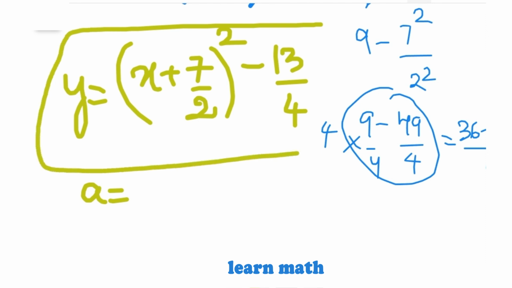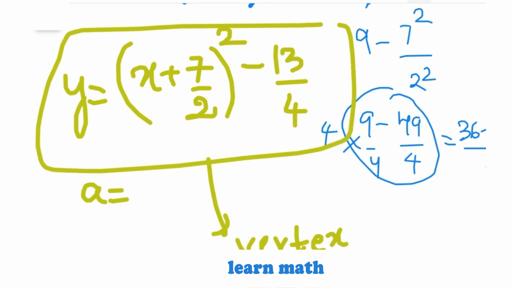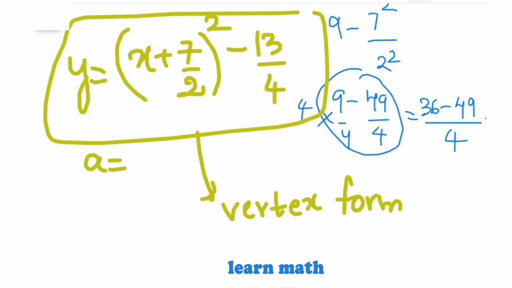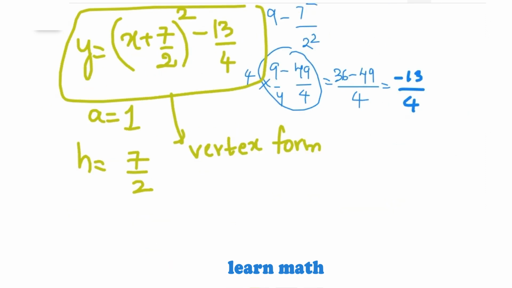Is this in the vertex form? No. It is. It is? See, vertex plus square method. A is 1. H is 7 over 2? Is it 7 over 2? Yeah, squared. Tell me the formula for vertex form.